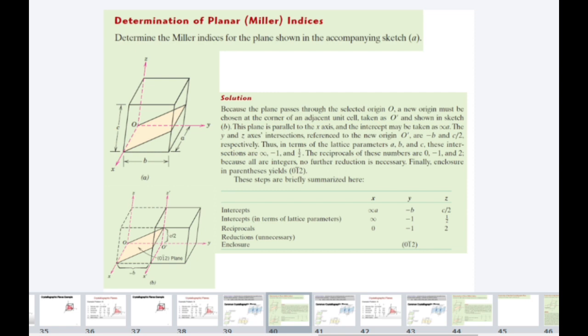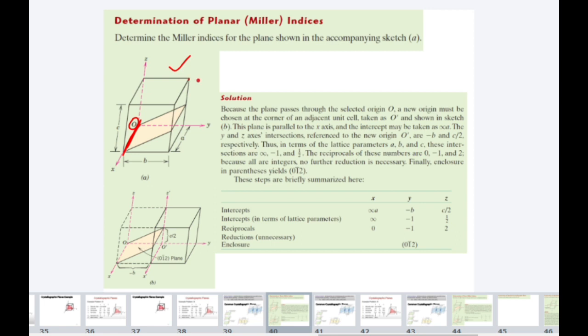Now we have another example. Determine the Miller indices for the plane shown in figure A. So this is figure A. We have to show the Miller indices. Now look into this figure clearly and remember the first step. The first step is, if the plane is passing through the origin, then we have to relocate the origin. And we see that the plane is touching the origin here. To relocate the origin, what have we done? Now this is the origin.